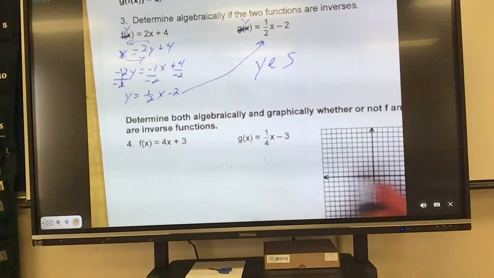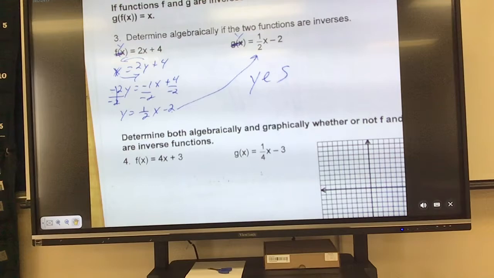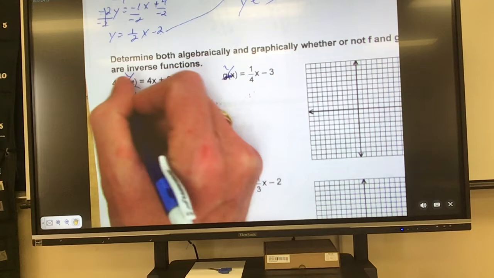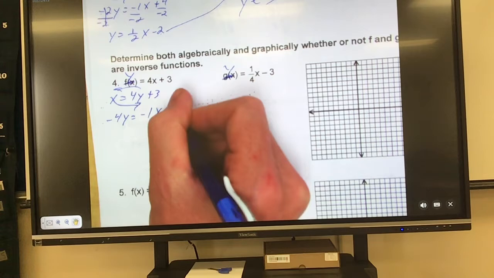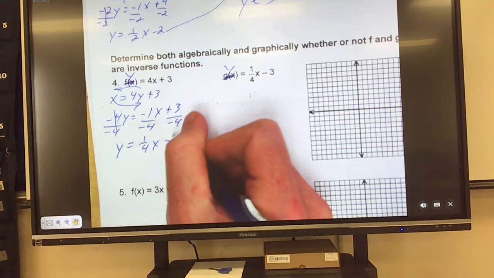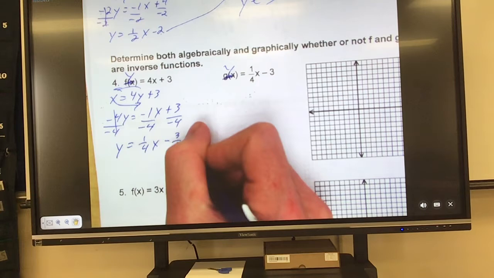So I'm going to have to actually do it algebraically like we just did on number 3. But then I'll need to make tables for each of them and graph them. So remember, x equals 4y plus 3. Move my x across here. So it's negative 4y equals negative 1x plus 3. Divide by negative 4. Y equals negative over negative is a positive 1/4 x. Minus, because it's plus over divided by a minus. So that makes it a minus. And 3/4 cannot be reduced.